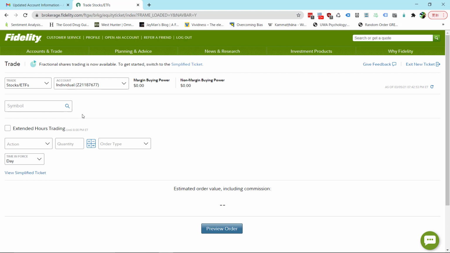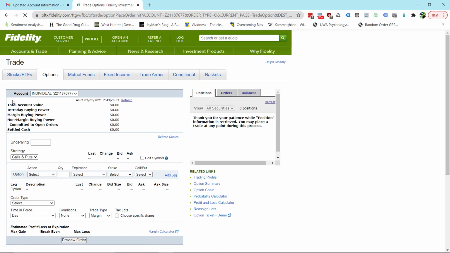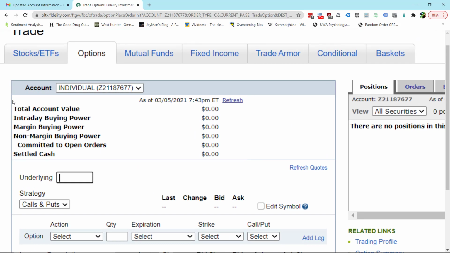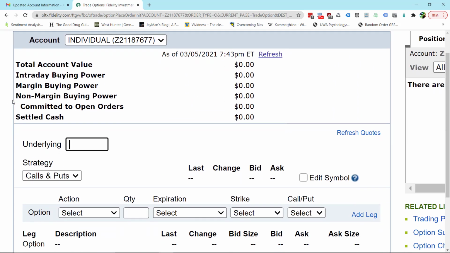You will see this page. At the top left here, you're going to see trade stocks/ETFs. Click on that. You're going to have this option, options. Click on that. You will be brought to a different page. Make this bigger. All right.